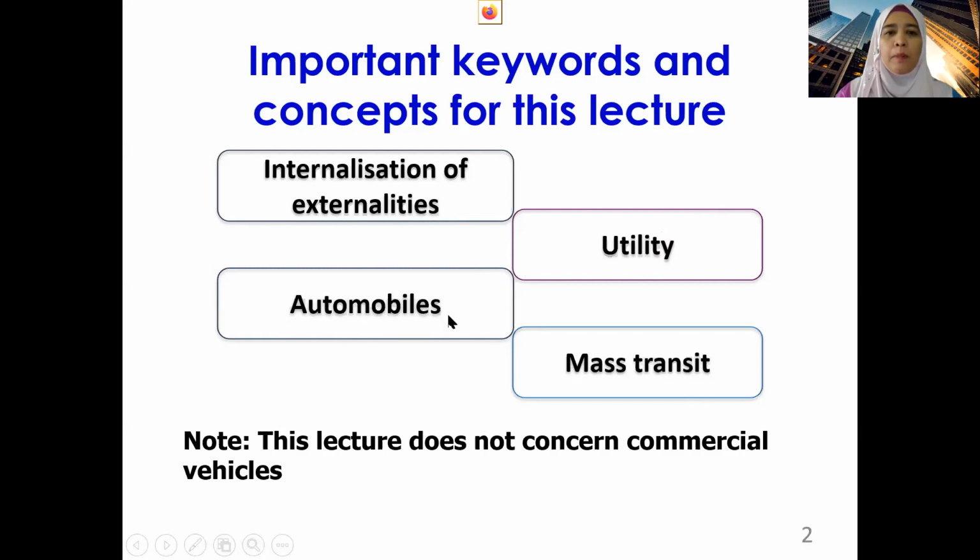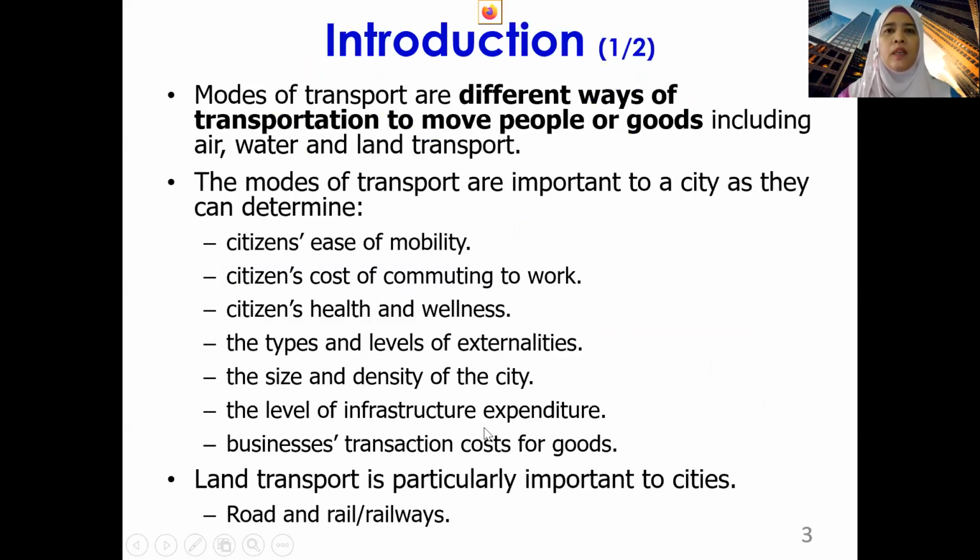And when we talk about automobiles, we are talking about cars for personal use only, which does not concern commercial vehicles. Now, modes of transport are different ways. First of all, we need to establish the definition of modes of transport. So modes of transport are different ways of transportation to move people or goods, including air, water, and land transport.